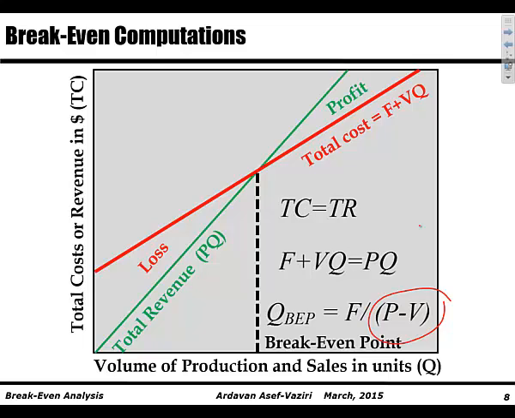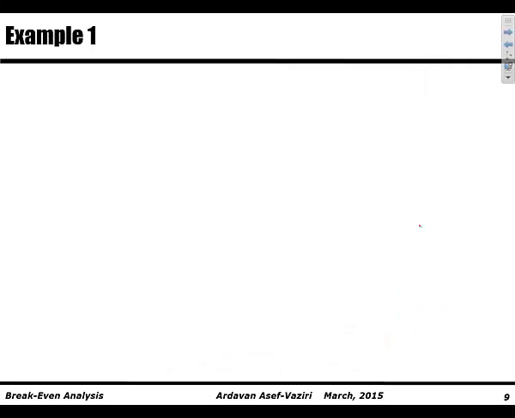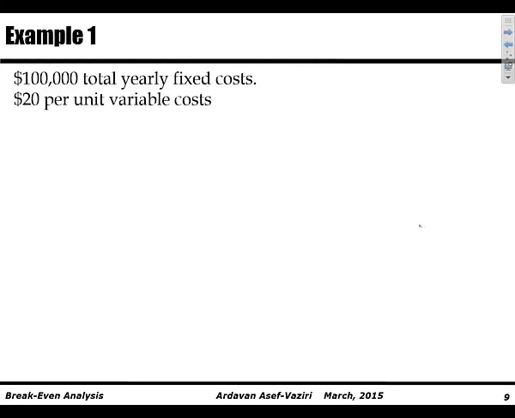Before this point, we are losing money. After this point, we are making money. Now look at this simple example to open the stage for our discussion. Fixed cost is $100,000. Variable cost per unit of product is $20.